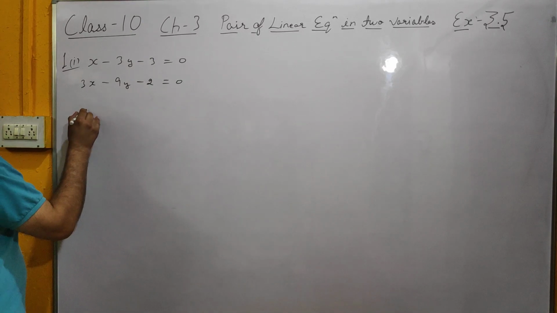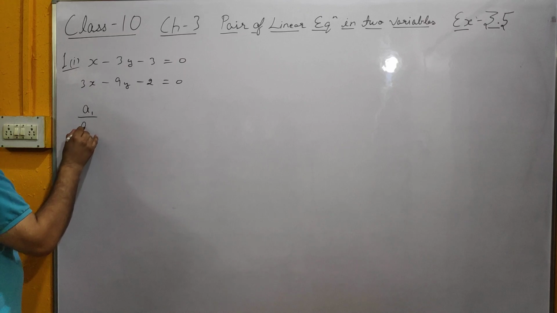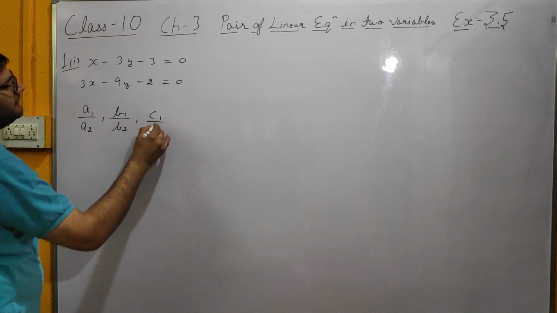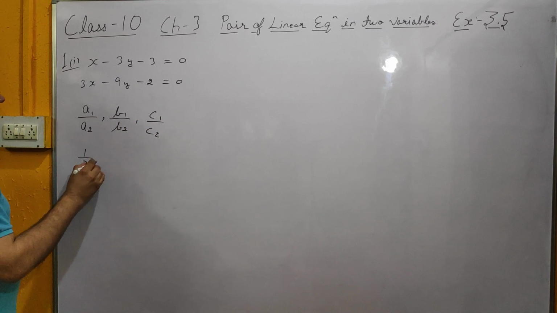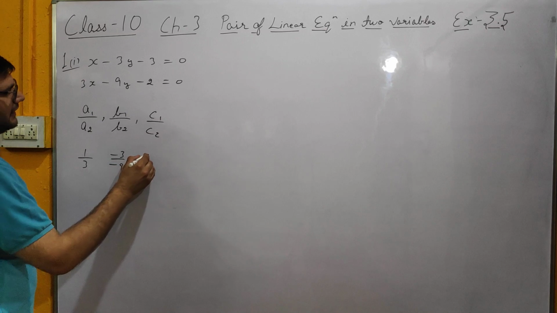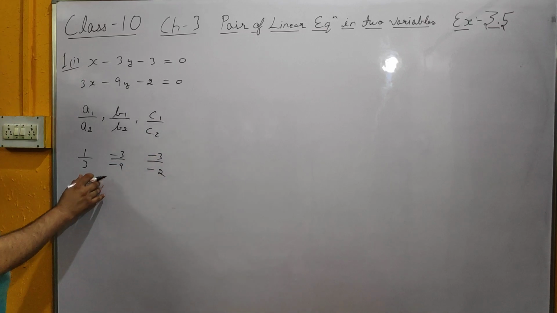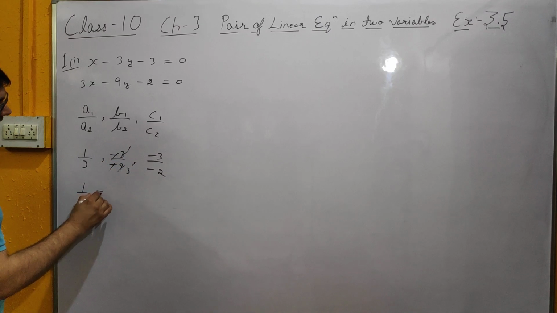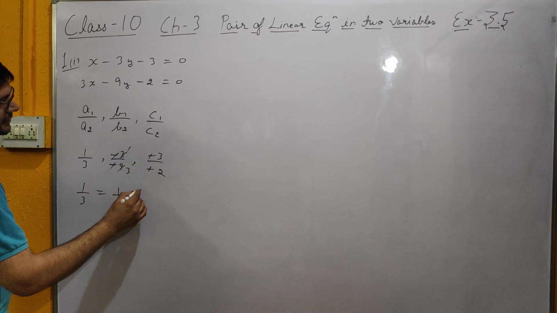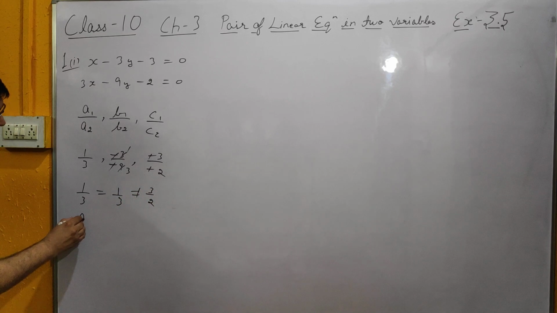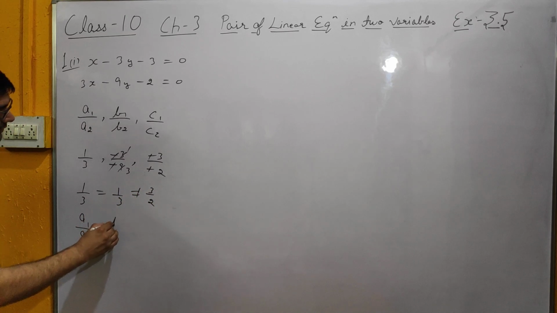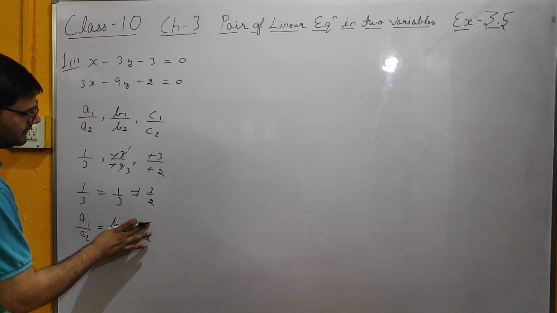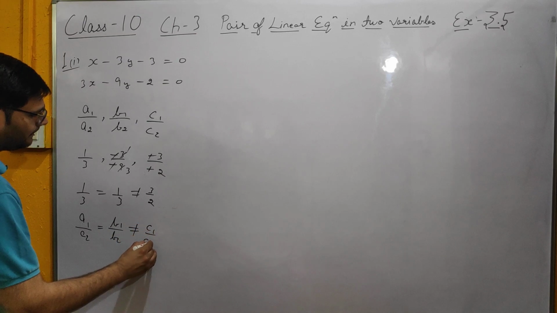How can we check? a1 by a2, comma, b1 by b2, comma, c1 by c2. So 1 by 3, then minus 3 by minus 9, and minus 3 by minus 2. Minus minus cancel, 3 1s are 3, 3 3s are 9. So 1 by 3 is equal to 1 by 3, but it is not equal to 3 by 2. It means a1 by a2 is equal to b1 by b2, but it is not equal to c1 by c2.